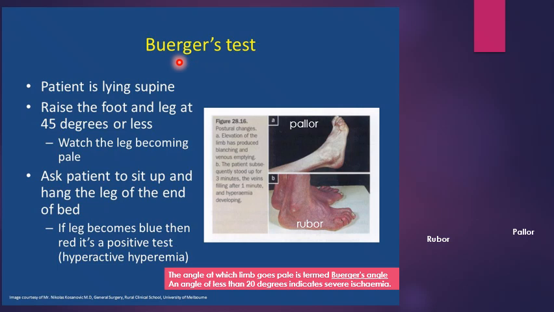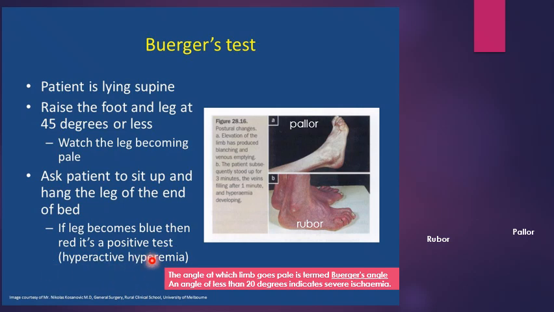Okay, now I describe to you what the Buerger's test is. Buerger's test: the patient is lying supine, raise the foot and leg to 45 degrees or less, and watch the leg becoming pale. Ask the patient to sit up and hang the leg at the foot end of the bed. The leg becomes blue, then red. It's a positive test. Okay, hyperemic.